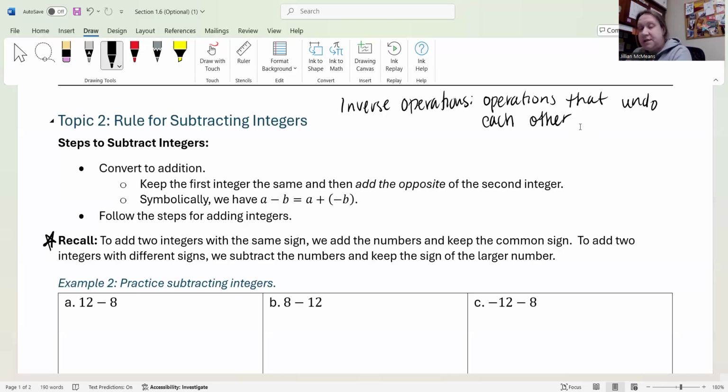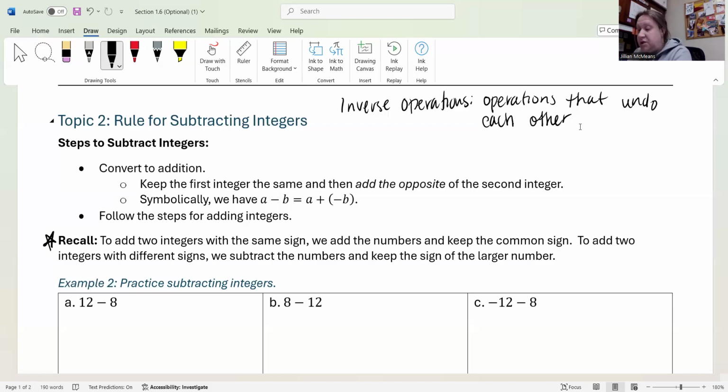So in this case, it's not completely off the wall that we would convert to addition. We already did this with division of fractions. We don't know technically how to divide fractions, but we know that we can convert it to multiplication. We multiply by the reciprocal of the second number. Well, here, what we do is we add the opposite of the second number. So it's very similar to that idea of dividing fractions. So we convert to addition.